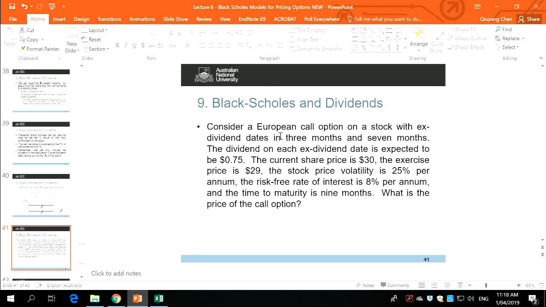Read this question. Consider a European call option on a stock with ex-dividend days in 3 months and 7 months. That's the date where investors start to correct the share price. The dividend on each ex-dividend date is expected to be 75 cents: one 75 cents in 3 months' time, another 75 cents in 7 months' time. The current share price is $30, the strike price is 29, the stock volatility is 25%, the risk-free rate is 8%, and the time to maturity is 9 months. What is the price of this call option?